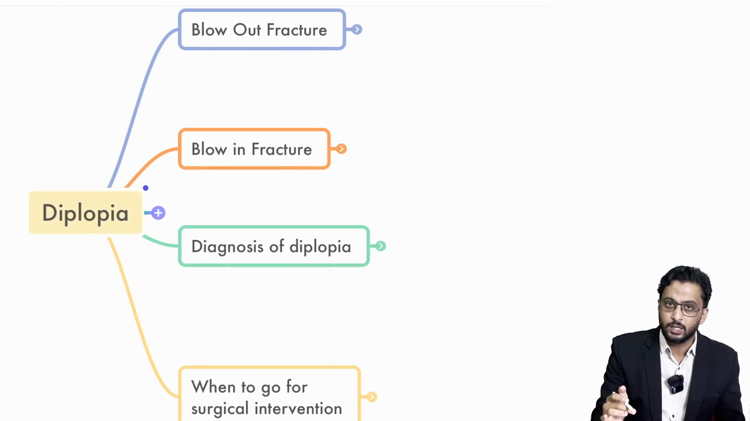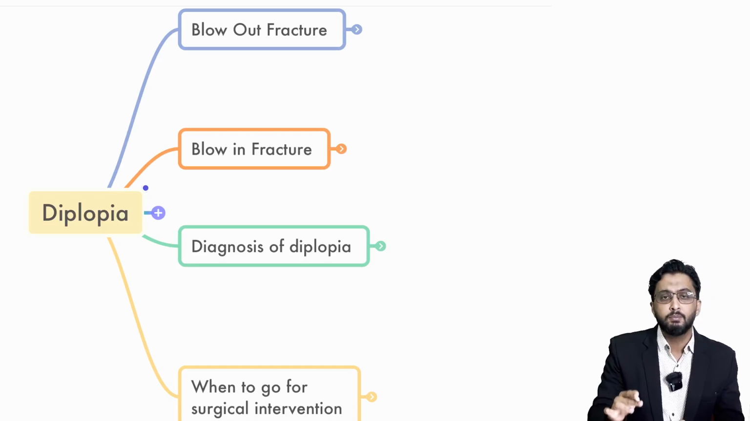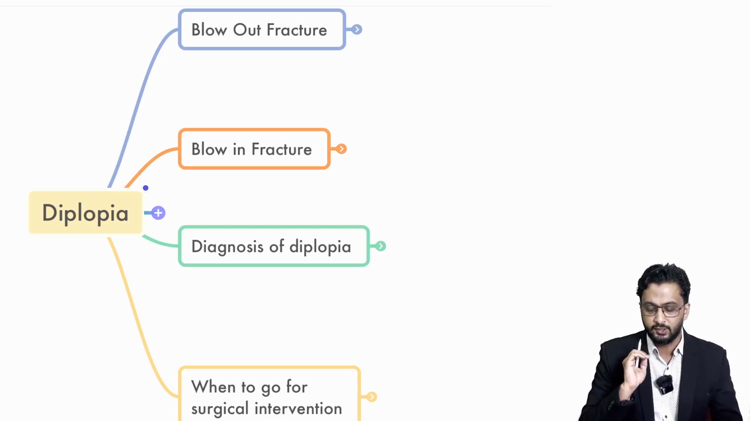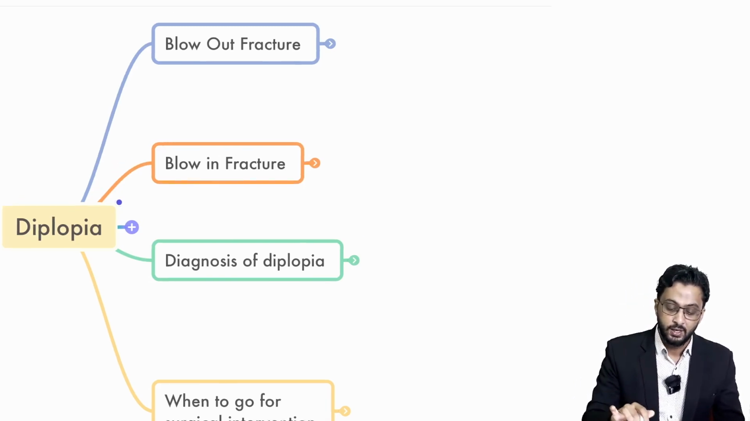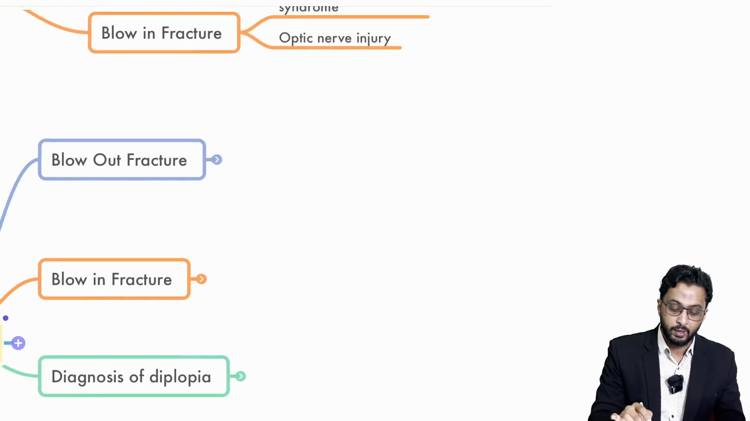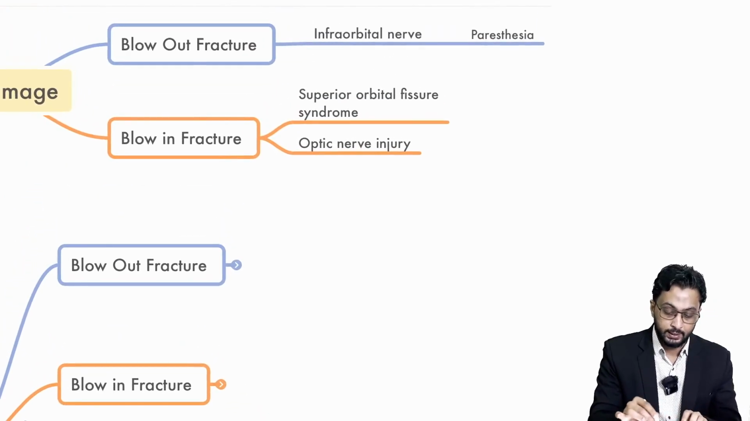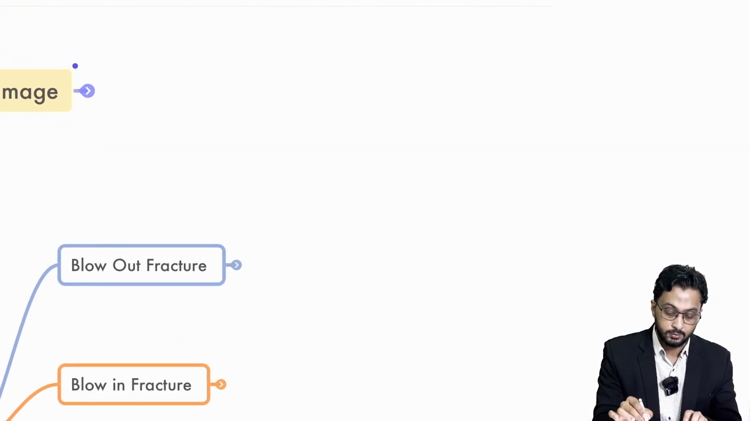One is definitely the causes, which are different in blowout and blow-in. Again, a quick review of diagnosis, and very, very importantly, when to go for surgical intervention, which in itself is a question. Okay, so let's discuss one by one. Before that, I'll just close this so that it doesn't interfere.